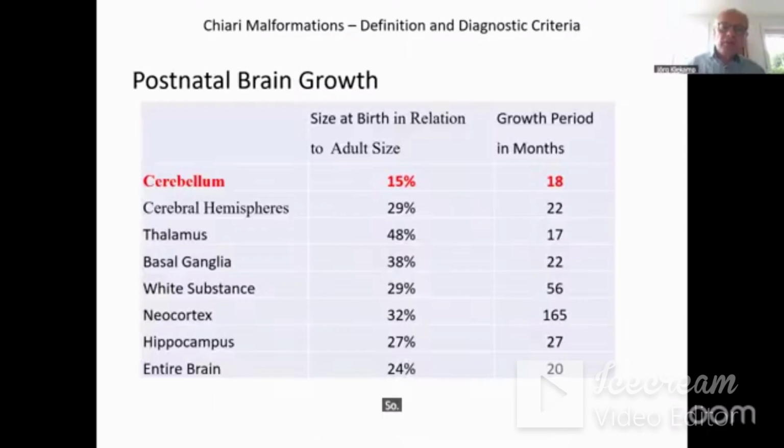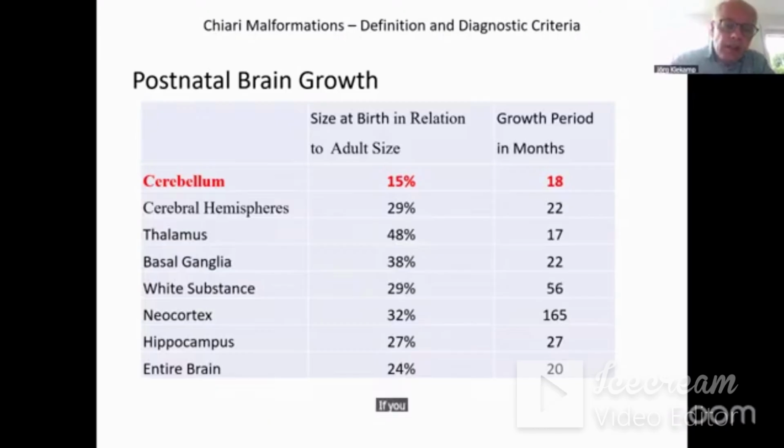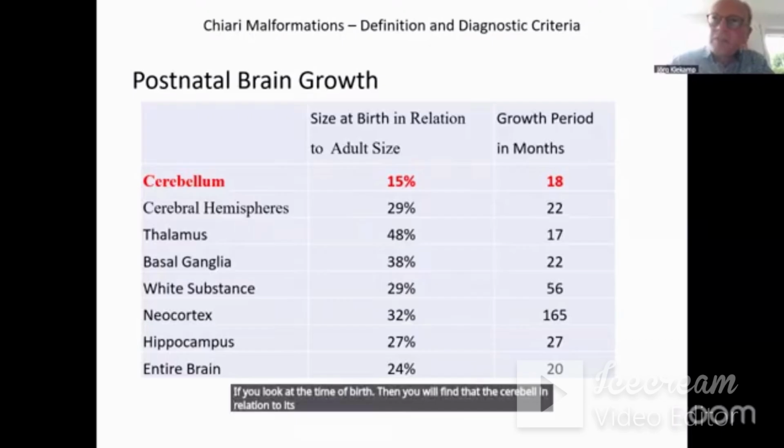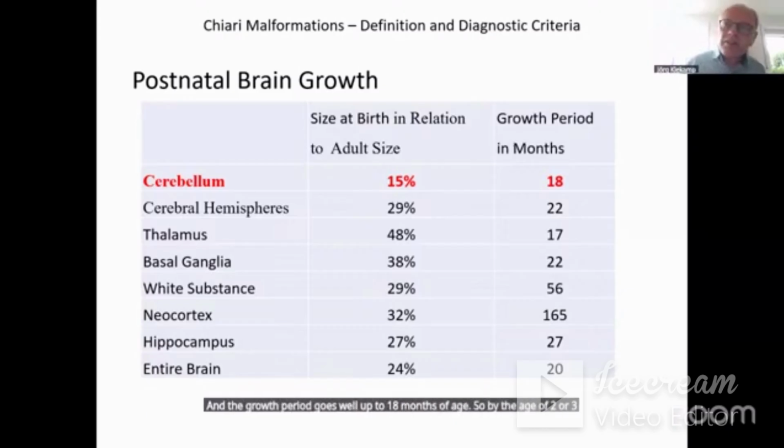So I'd like to show you this slide, which is not too familiar to most neurosurgeons, and that's concerning the different growth periods of the human brain after birth. If you look at the time of birth, then you will find that the cerebellum, in relation to its adult size, is the smallest part of the human brain at this time. And the growth period goes well up to 18 months of age. So by the age of 2 or 3 years, the cerebellum has reached its adult size.